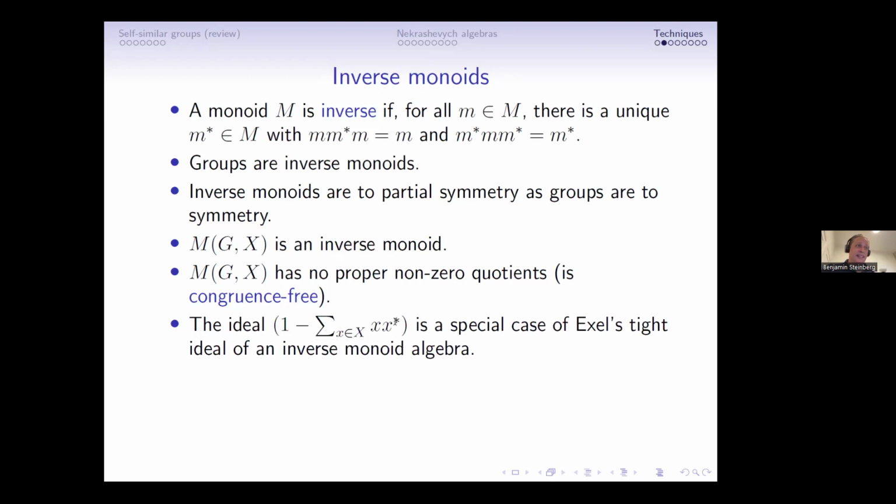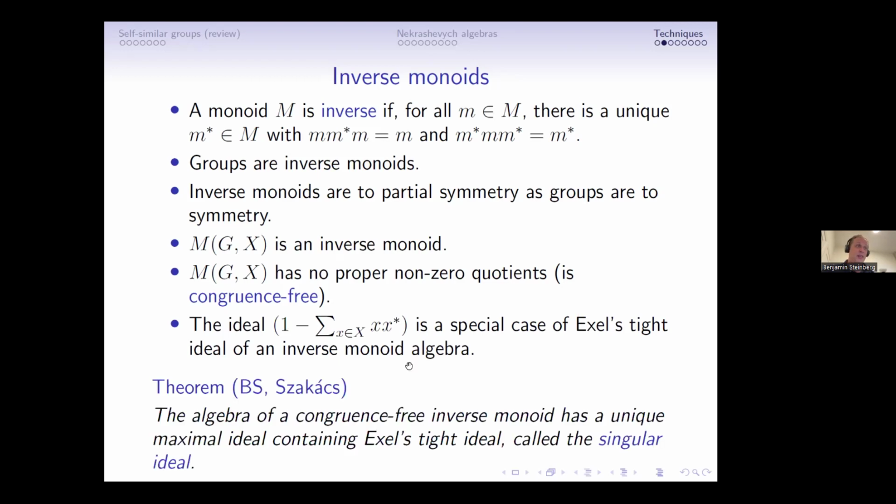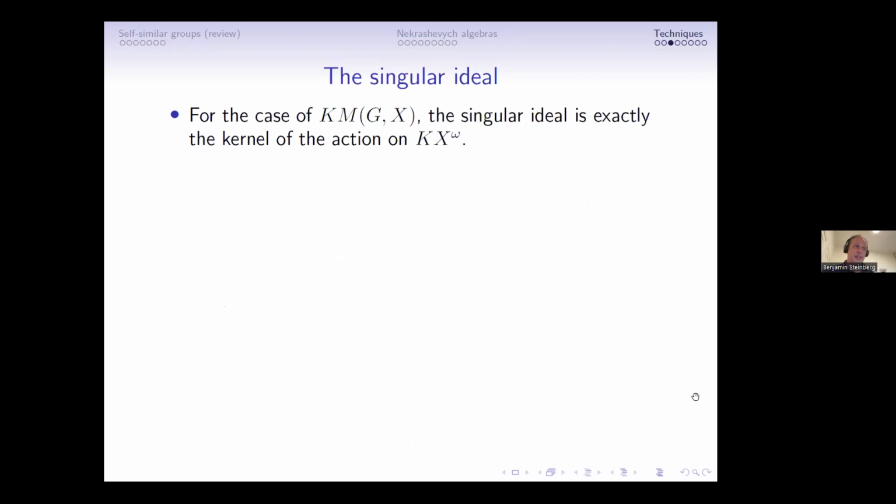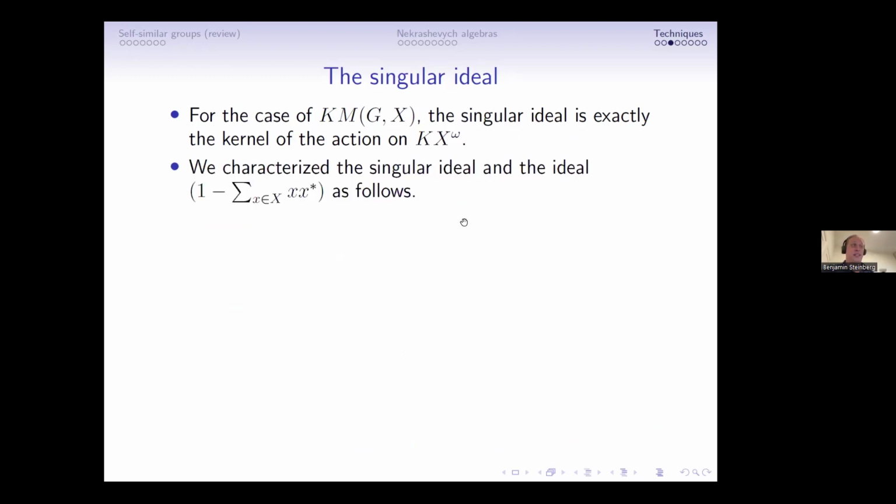And this ideal, the Cuntz-Krieger relation, is a special case of Exel's tight ideal of an inverse monoid algebra. And we proved in our previous paper, Laura and I, that if you have a congruence-free inverse monoid, then it has a unique maximal ideal containing Exel's tight ideal, which we call the singular ideal. And we give a purely algebraic description of this ideal. It corresponds to the singular or essential ideal, but it has an algebraic description. For this particular monoid, it's the kernel of the action on the infinite words, but we have a very concrete description of it, which is what we use in the paper.